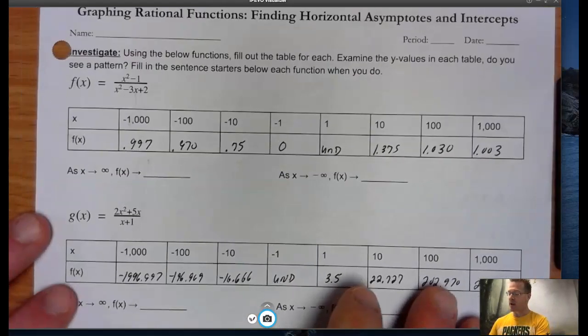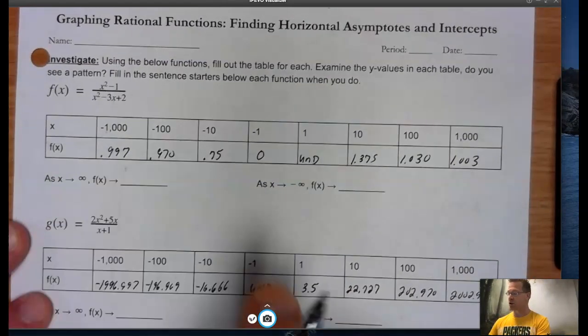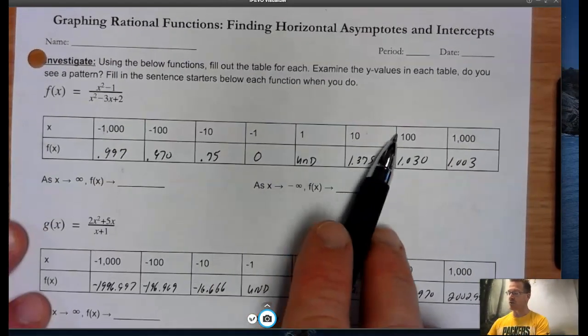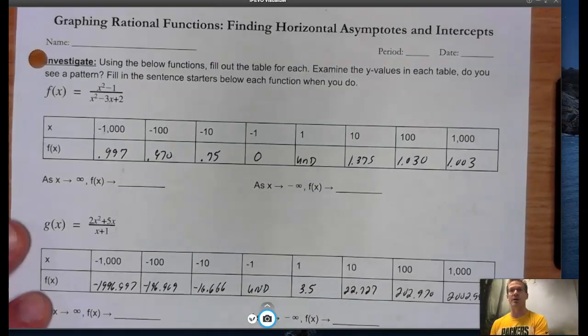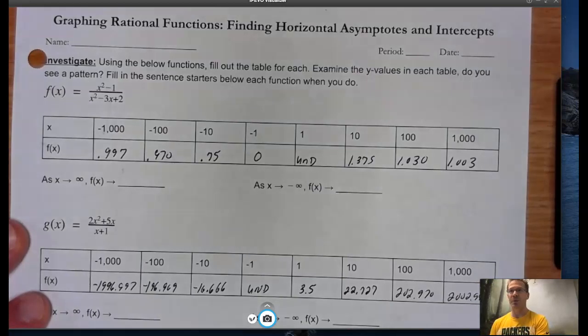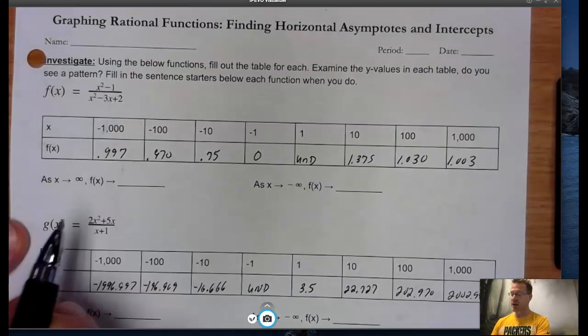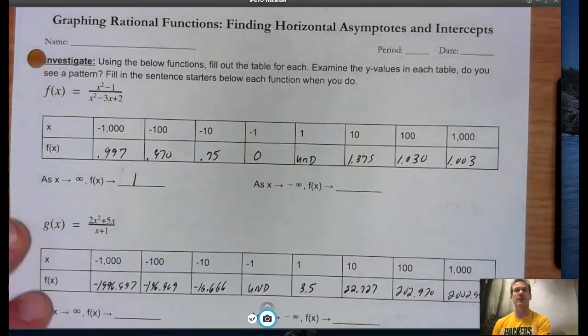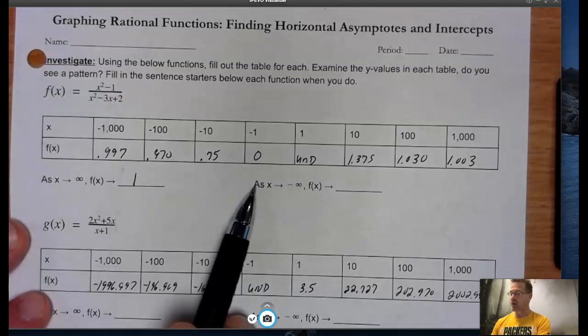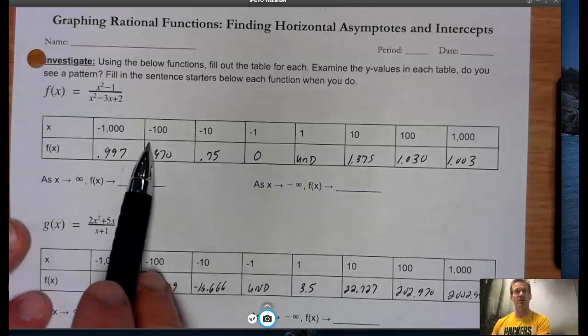Now when I look at my table here, as x gets really large, so 1, 10, 100, 1,000, look at my values. They're getting closer and closer to 1. 1.3, 1.03, 1.003. So it looks like as x gets really, really big, my function is getting closer and closer to 1.